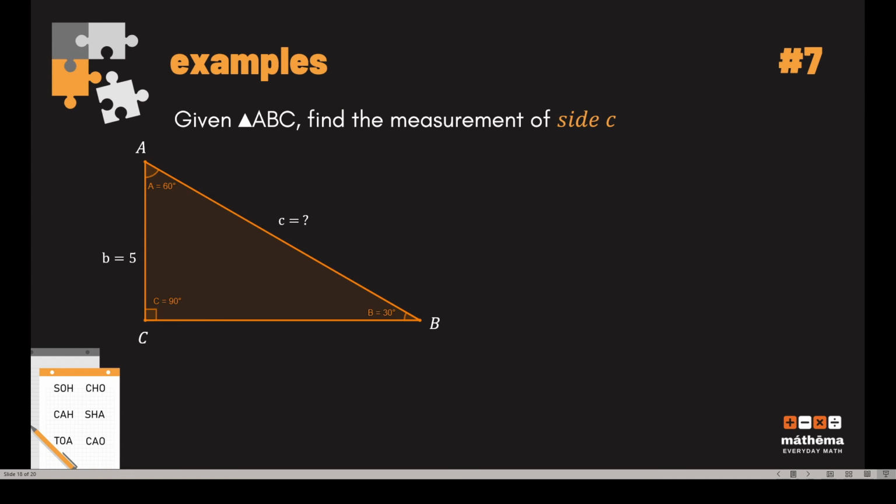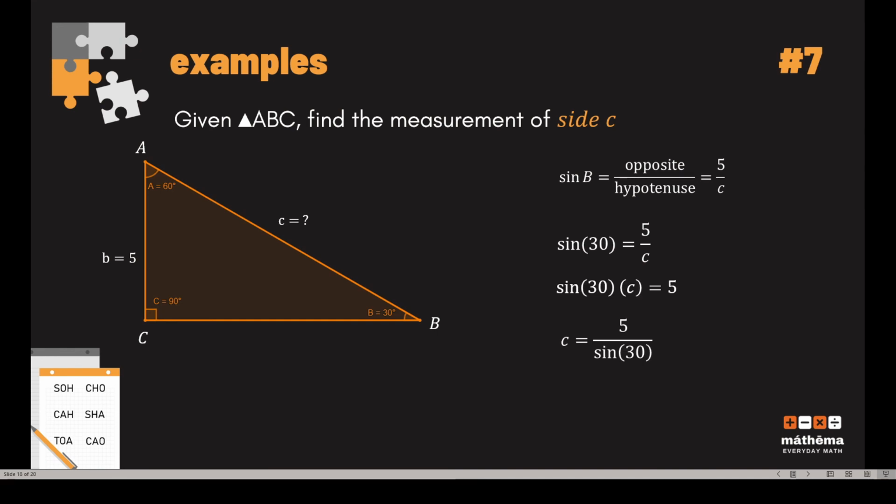Example 7. Given triangle ABC, find the measurement of side C. Notice this time we're dealing with a 30-60-90 triangle. So how do we solve for this one? I will be using trig ratios. Sine B is equal to opposite over hypotenuse, 5 over C. That gives us sine of 30 degrees equals 5 over C. Cross multiply, and C is equal to 5 divided by sine of 30 degrees, and that should give us 10.